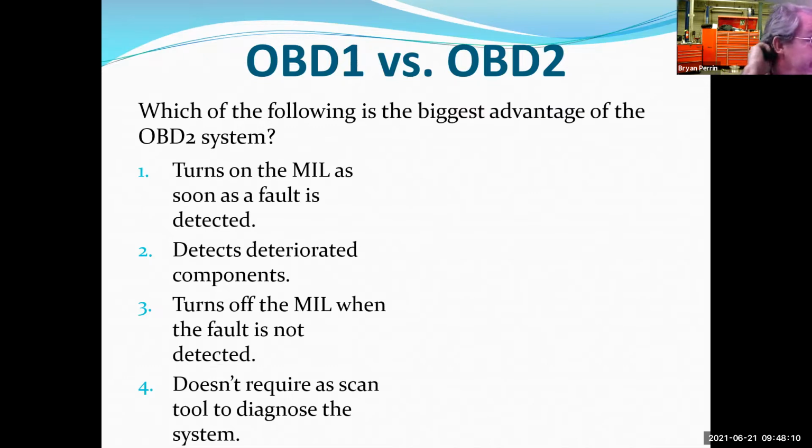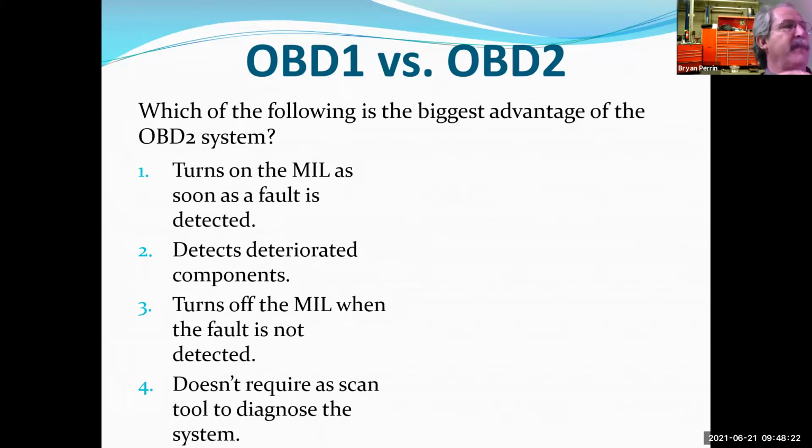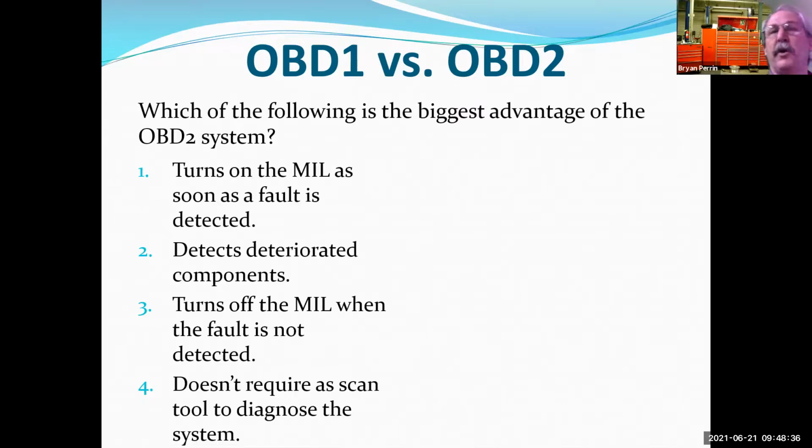It's deteriorated. Oh, Sir Brian, number 2, detects deteriorated components, is the biggest advantage, but number 1 is also an advantage, right? It's just number 2 is the biggest. Yeah, number 1 is not an advantage because number 1 doesn't apply to OBD II. That would be OBD I. OBD I turned the light on as soon as it detected a fault. OBD II doesn't do that. OBD II takes 2 trips of seeing the fault many times before it'll turn the light on.